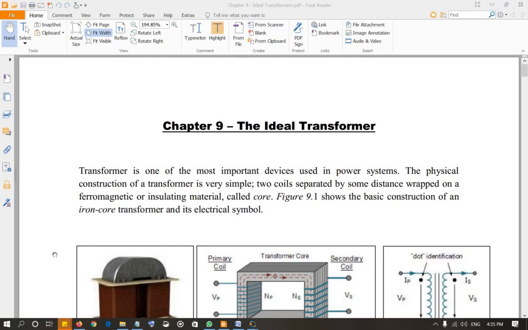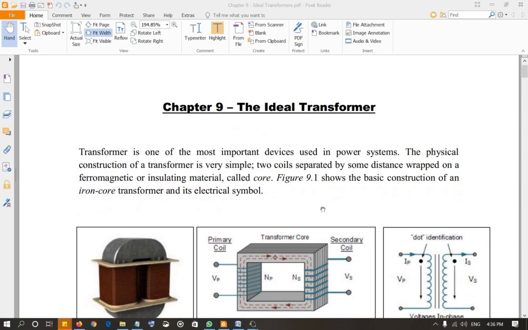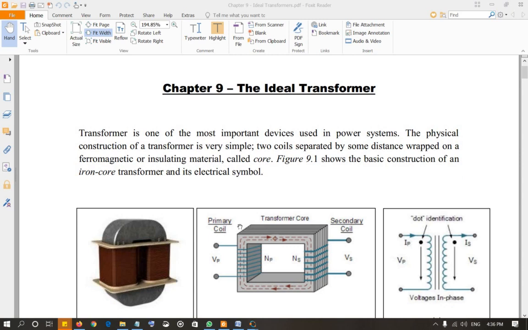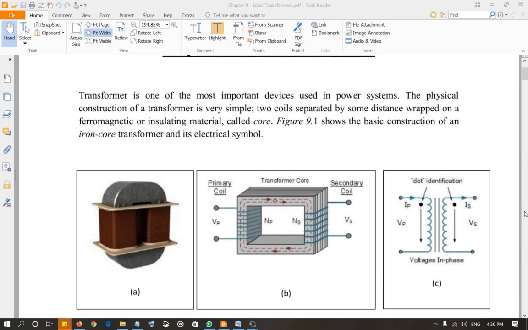Let's discuss the ideal transformer. Many of you have used transformers or at least have seen transformers. It's one of the very basic elements of power systems. As you can see in these pictures, this is the construction of a transformer.